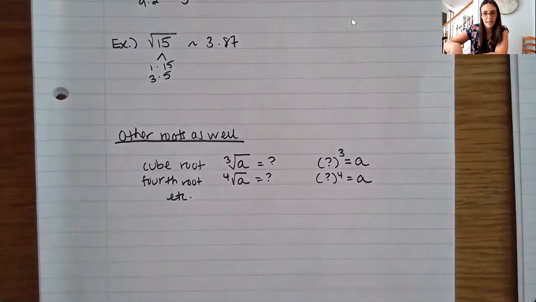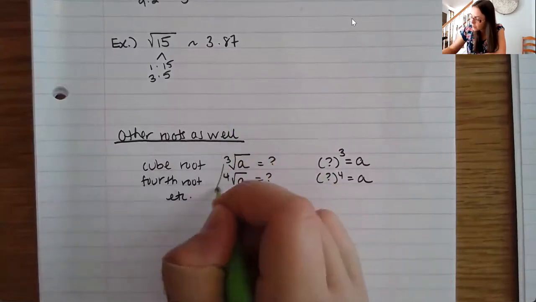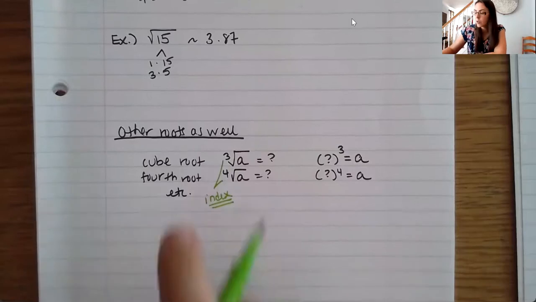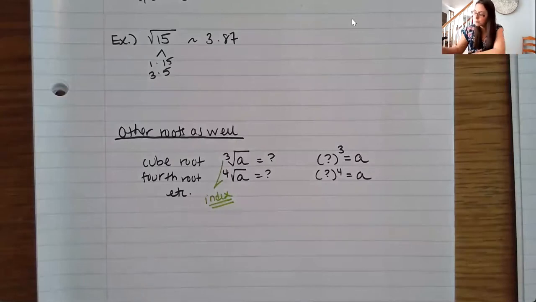So I'm not going to go into a ton of detail here because you're going to see this later in more advanced classes as well. But this little 3 or 4 here is actually called the index of that root. And if it's a square root, we don't write it in. Like I showed you previously, if there's a little 2 there, that's fine, but we typically don't write it in because square roots are the most common.